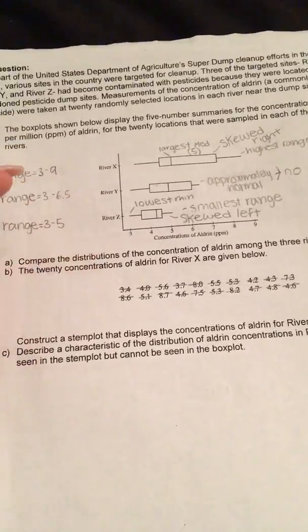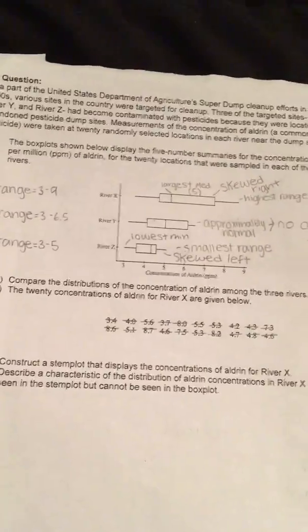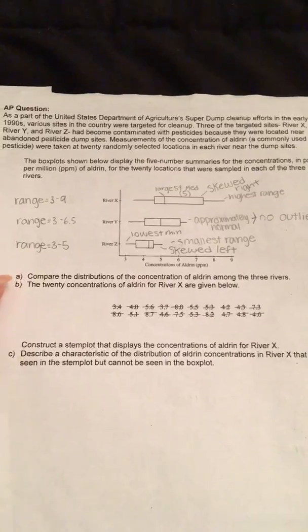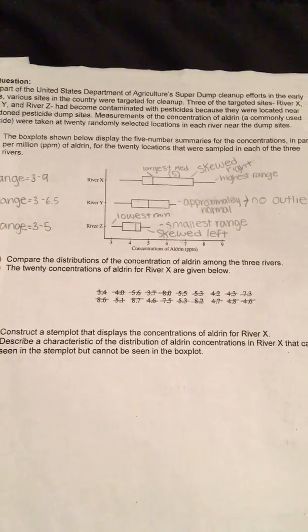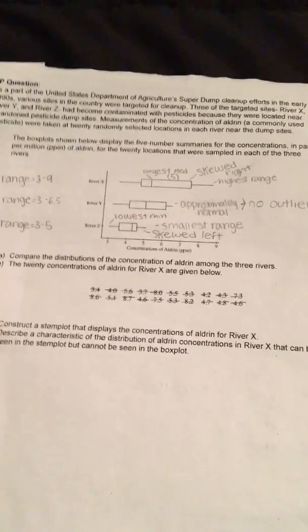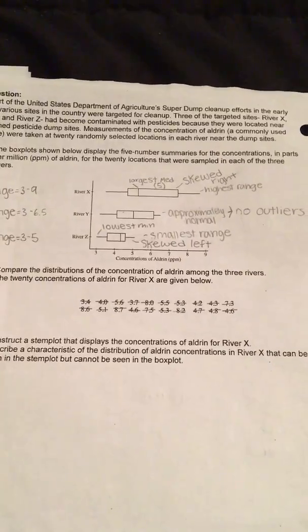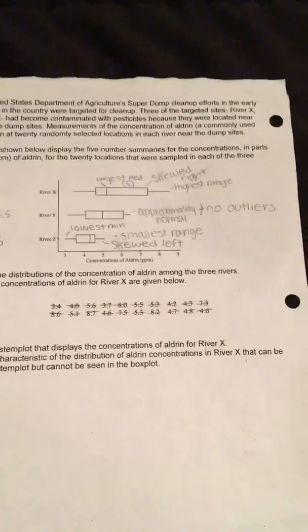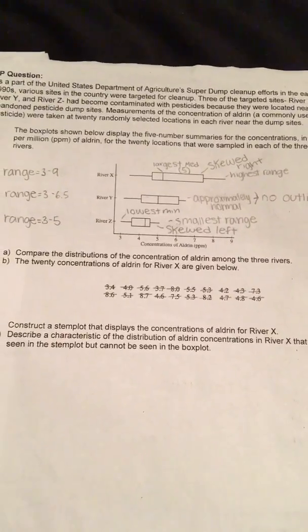So as we see, those are the 3 rivers that they're talking about, and they have provided us with box plots to show their data. The first question we have is: compare the distributions for the concentrations of aldrin among these 3 rivers. So the first thing that I wanted to do was describe each of the box plots so I know what I'm going to be comparing.